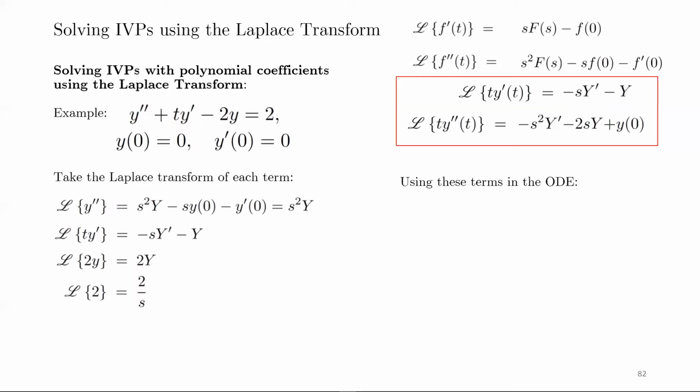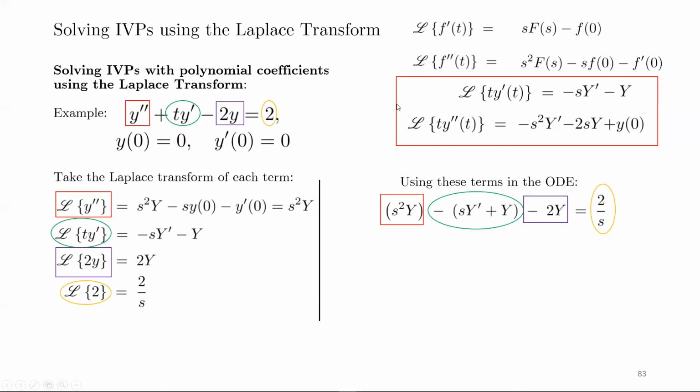So now we use these terms in the ODE. Okay, so the y double prime term here is in red, minus t times y prime. So this minus s Y prime minus Y. This is the term in green. Minus 2 times y is minus 2 times Y of s, and the 2 is 2 over s. So we've just taken these four terms and used them in the ODE.